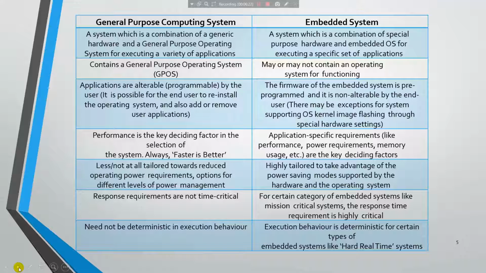There are a few more things, like fast is always better, which is seen in computing systems where more applications are running, so they have to respond fast. But an embedded system is designed for a specific application, a particular task. I don't want to do multiple tasks, only one particular task. So for that I don't need much power, only less power and less memory usage, and a few other factors. That is the advantage of embedded systems.